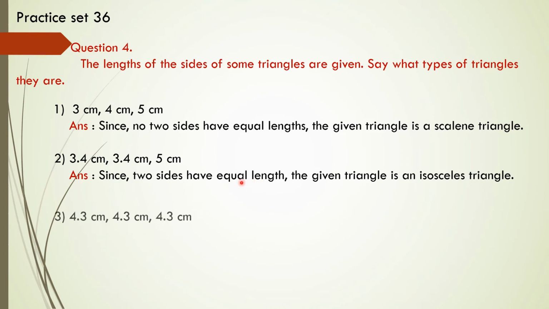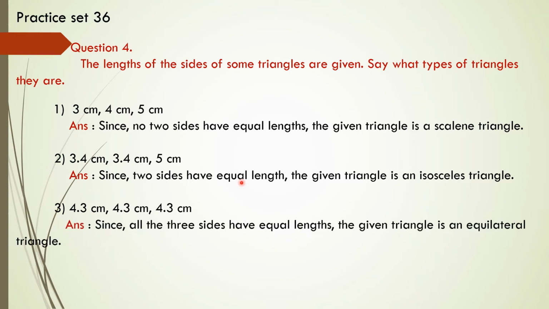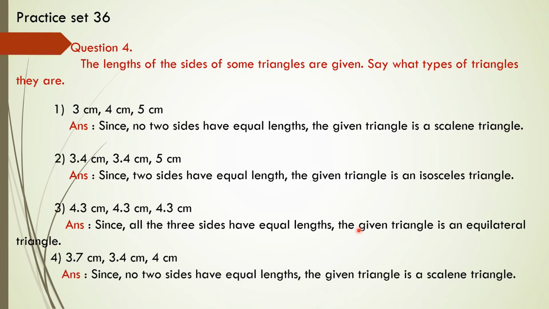Third, 4.3 centimeter, 4.3 centimeter, 4.3 centimeter. Here, since all three sides have equal length, the given triangle is an equilateral triangle. Fourth, 3.7 centimeter, 3.4 centimeter and 4 centimeter. Since no two sides have equal length, the given triangle is a scalene triangle.